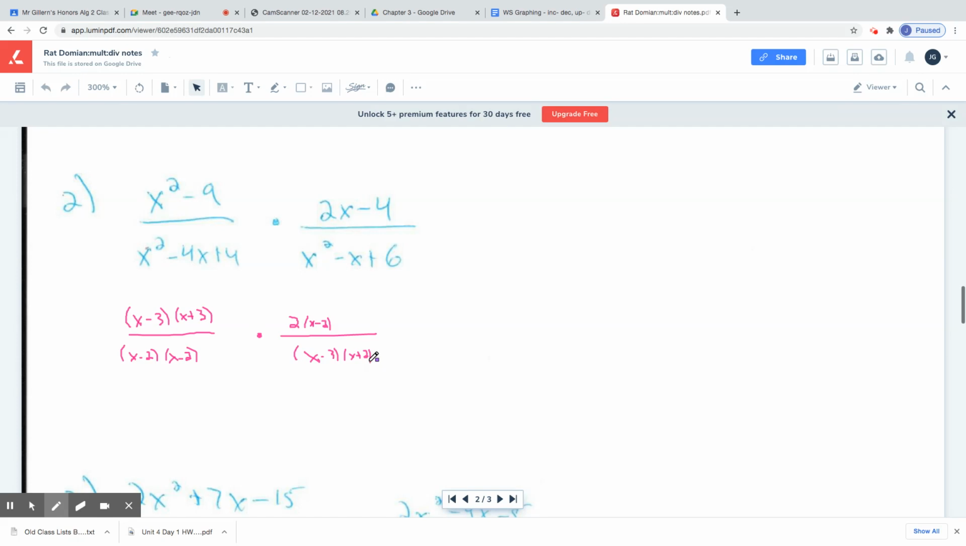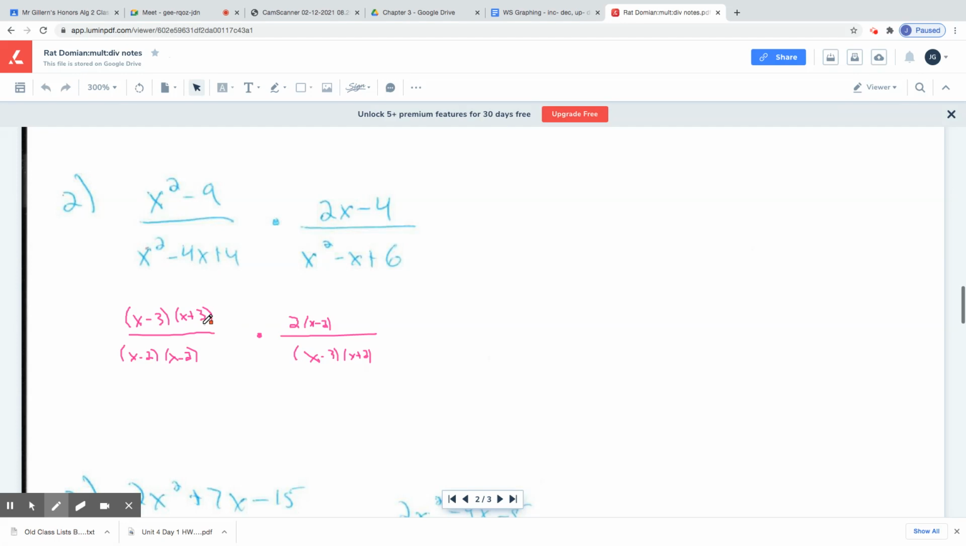So, excuse me. When you factor each thing, when you simplify, so if you do x squared minus 9, that's a difference of two squares. It's x minus 3 times x plus 3. All right. X squared minus 4x plus 4 is x minus 2 times x minus 2. 2x minus 4, the only thing I can do with that is take out a 2, which leaves me 2 times x minus 2. And x squared minus x plus 6 is x minus 3 and x plus 2. All right. So now, once we do each of those, now we see if there's anything we can cancel out.